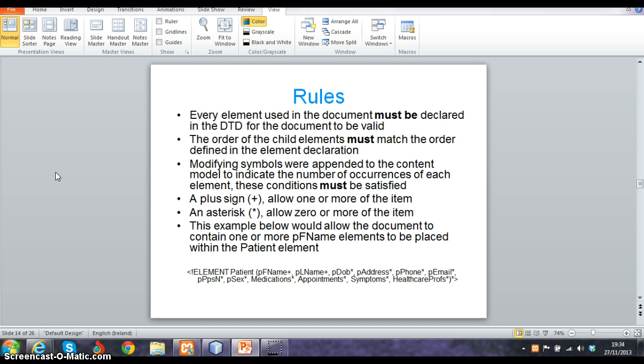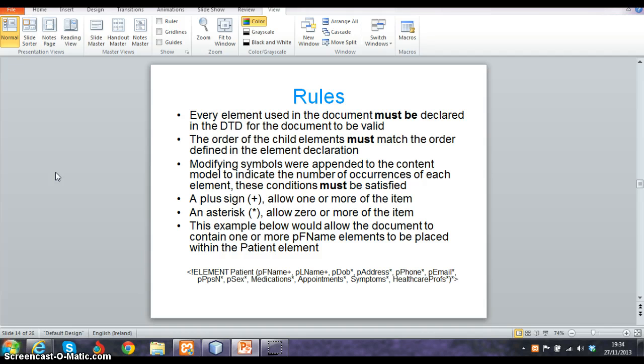The rules: every element used in the document must be declared in the DTD for the document to be valid. The order of the child elements must match the order defined in the element declaration, which we discovered was very important and did cause at least 2 iterations of the DTD. Modifying symbols are appended to the content model to indicate the number of occurrences of each element. These conditions must be satisfied.